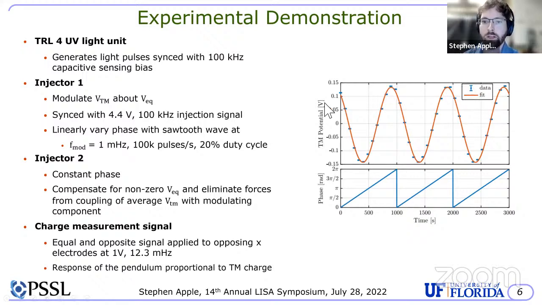So this plot here is showing our data from our experiment. You can see the blue points here are our measured charge from the sensor. So we have test mass potential on the y-axis versus time. So this is our charge measurement at that 12.3 millihertz. And you can see that we are modulating the test mass potential at the 1 millihertz. And the bottom plot is just showing how we were linearly varying the phase of the UV light to produce this test mass charge modulation.